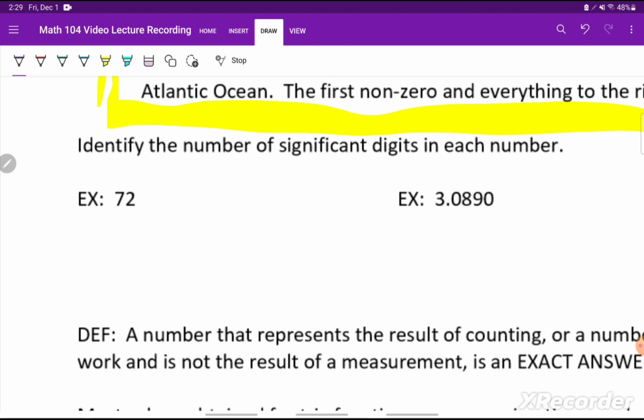We want to identify the number of significant digits in each number. Our first one, 72. Notice there's no decimal point. So my decimal point is absent, which means that I'm going to start at the Atlantic Ocean, which is the right side, and then work my way left. As soon as I hit a non-zero number, I'm going to start counting significant digits. So coming in from the left here, I immediately hit 1 and then 2 non-zero numbers. So this is going to have 2 significant digits.